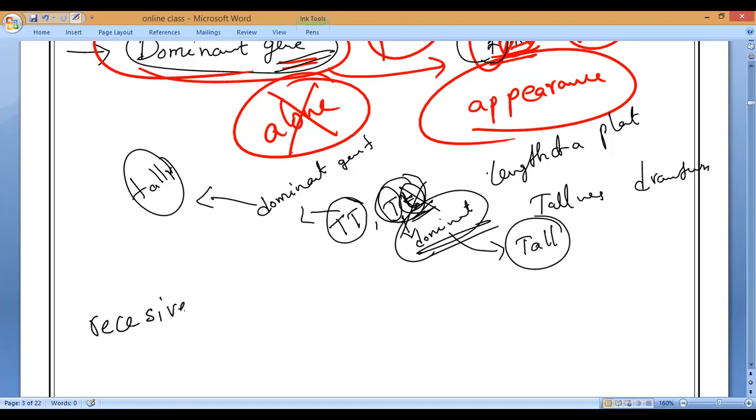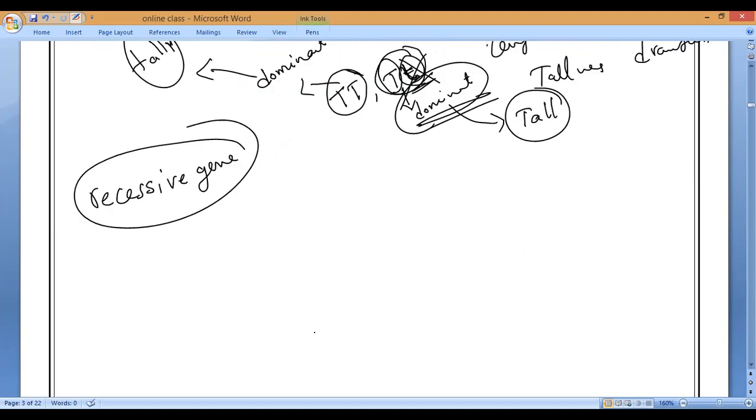Now, the second one, the recessive gene. Please, all of you remember. What do we mean by a recessive gene? For example, I will take dwarfness. How can we represent dwarfness, guys? Anybody?